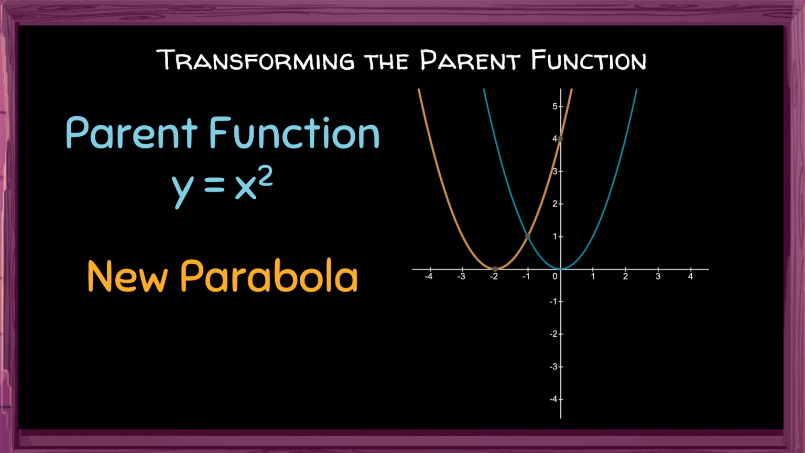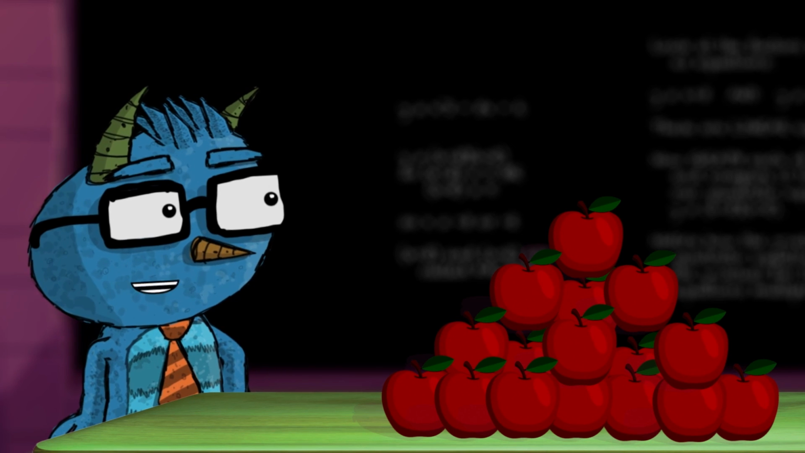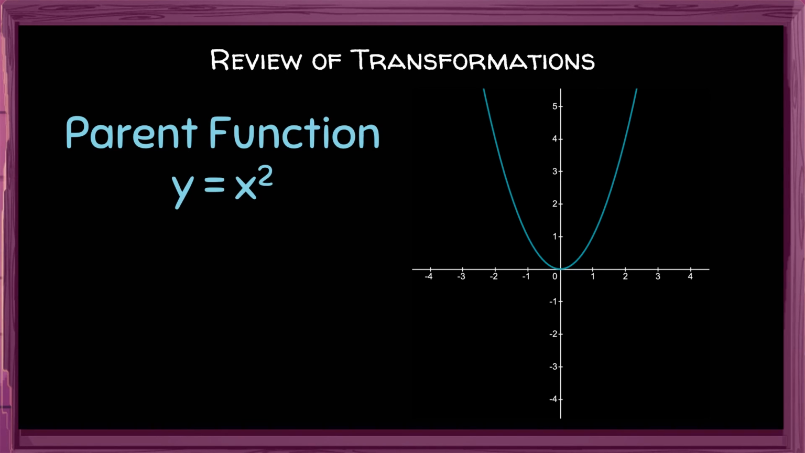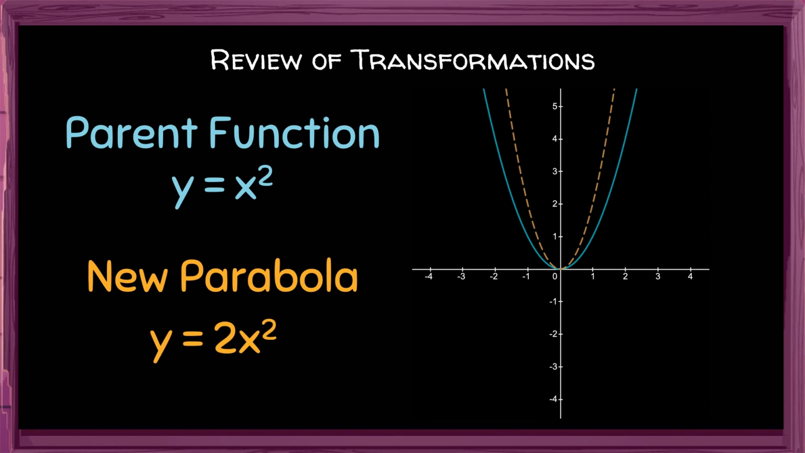Good, Codette. In other words, when we subtract a number inside the parentheses, our parabola moves rightward. When we add a number inside the parentheses, our parabola moves leftward. We've now learned all of our basic transformations. Let's quickly review them. We've seen how we can turn a parabola upside down by multiplying by -1, like when we transformed our parent function into y equals negative x squared, which flipped it from a U shape into a rainbow shape. We've also seen how to make our parabola narrower by multiplying by a number, like when we transformed our parent function into y equals 2x squared, and the parabola became skinnier.